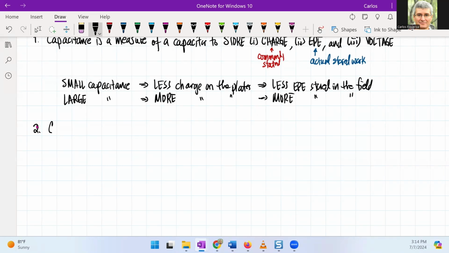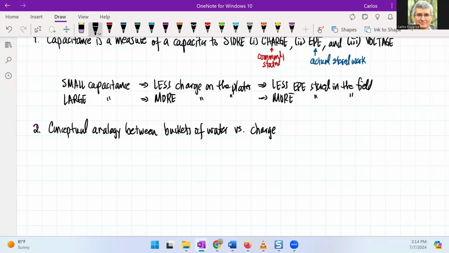Okay, so this is a conceptual analogy between buckets of water versus charge on capacitors. To ease this, we can take somewhat of electronics and plumbing and make a good analogy about this.